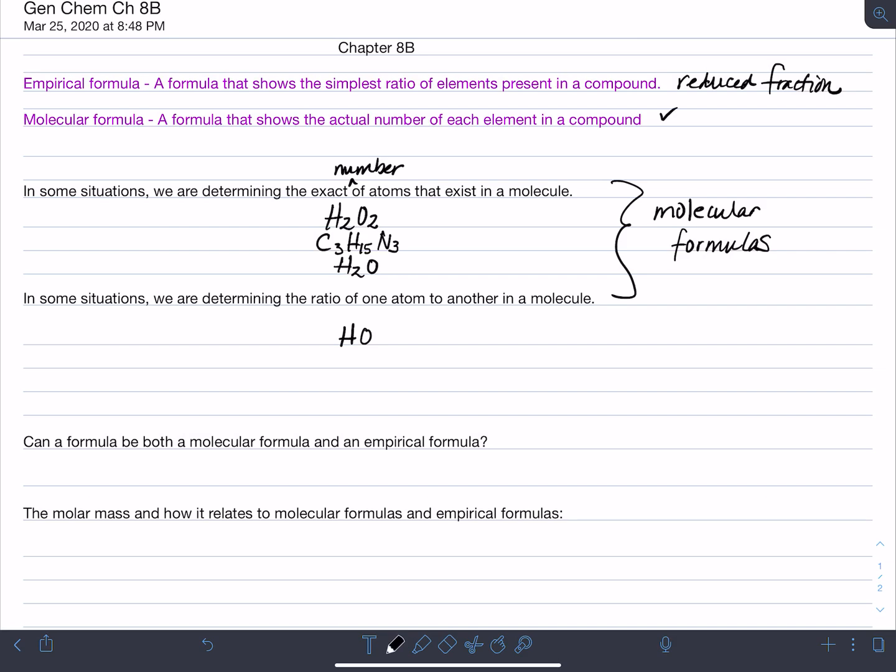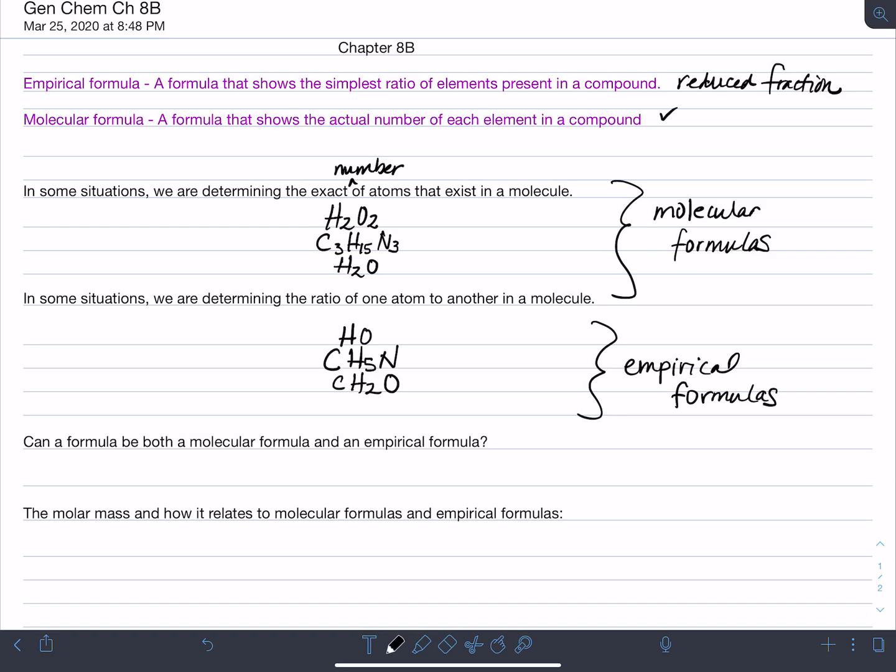If you look at the next formula below that, that's C3H15N3, our empirical formula for that would be CH5N. And that means for every one C, we've got 5 H's and 1 N. Another empirical formula is the formula for a carbohydrate, which is CH2O. These are all empirical formulas. They tell us the ratios.